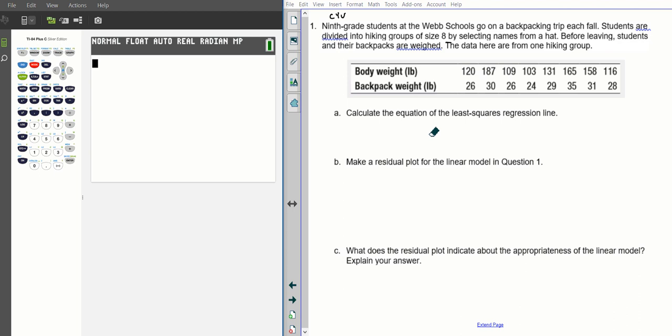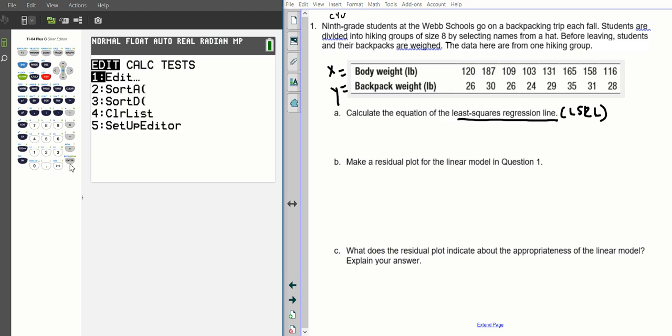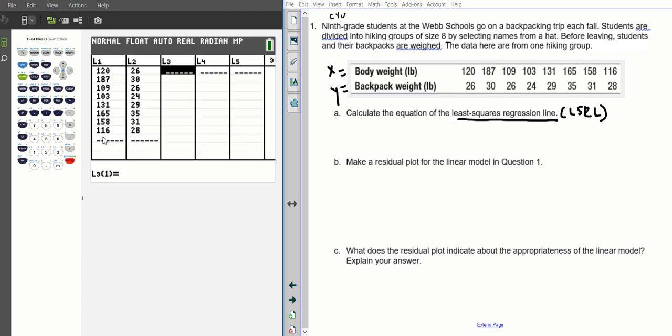Here you have some data of ninth graders who have different backpacks. Body weight is going to be our explanatory variable x, and backpack weight is going to be our y value. We're going to calculate the equation of a least squares regression line, also known as an LSRL, by going to STAT and then Edit. In list 1, I inputted all of the body weights for x. In list 2, we're going to put all the backpack weights.